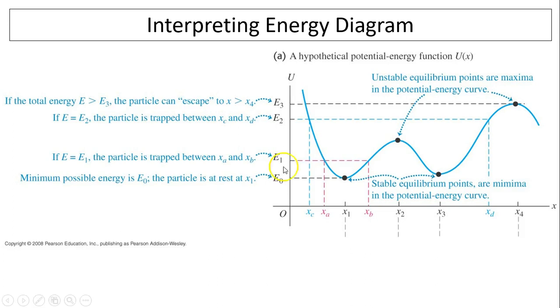It can't move further. The minimum possible energy is E naught. The particle is at rest at x equals x1. It's just going to stay there. It cannot be lower than that.